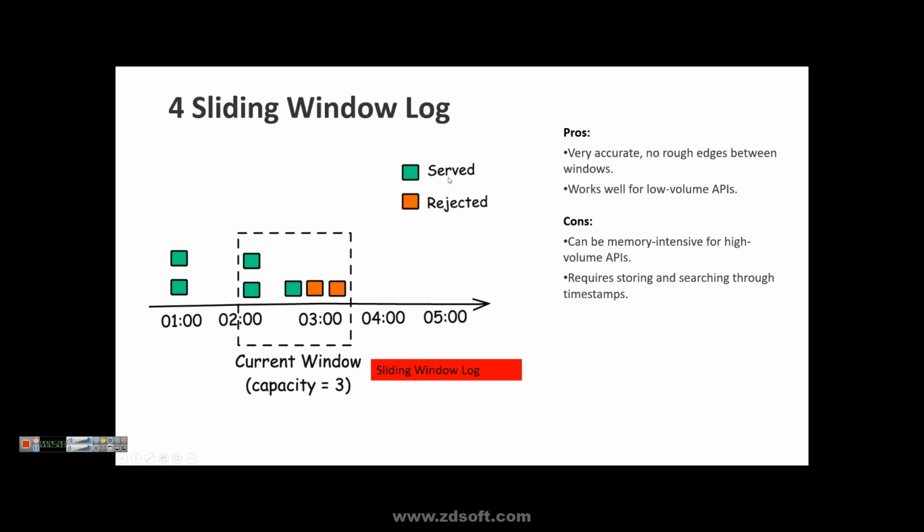The pros of this algorithm are that it is very accurate, with no rough edges between the windows, and it works well for low volume APIs. The cons of this algorithm are that it can be memory intensive for high volume APIs, and it requires storing and searching through the timestamps.